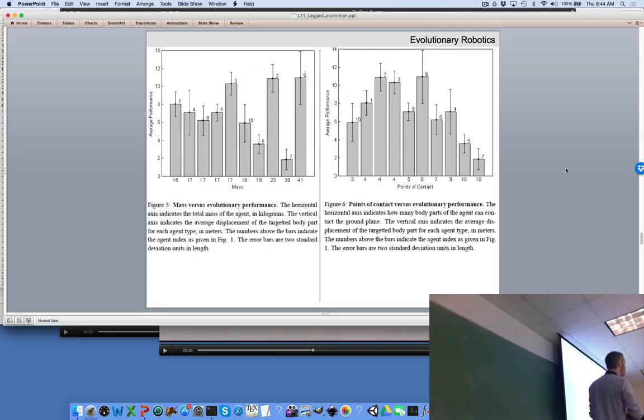4 legs is pretty good, 6 legs is pretty good. With more points of contact, like the worms, there's a lot of stuff you have to kind of coordinate to build up speed. So whatever the answer is, it's pretty complicated, right? And no one's really figured it out yet. What are all the aspects of morphology, and how do they all combine to make you faster or slower?